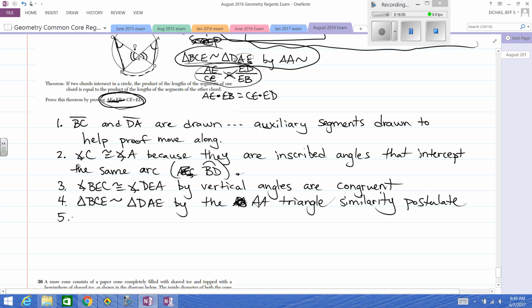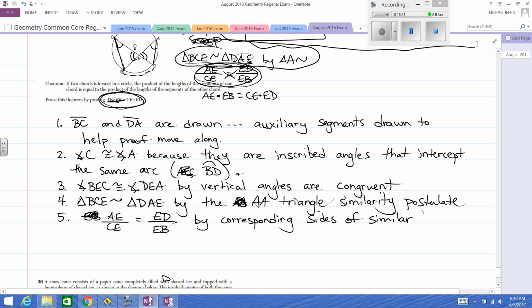And now I'm going to get corresponding sides. Oops. Use this same one that's up here. That's why we did that scrap work. What does that say? ED? Yeah. Oops. ED. And that's by corresponding sides of similar triangles are proportional.